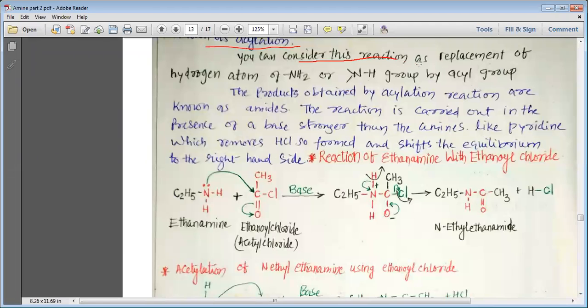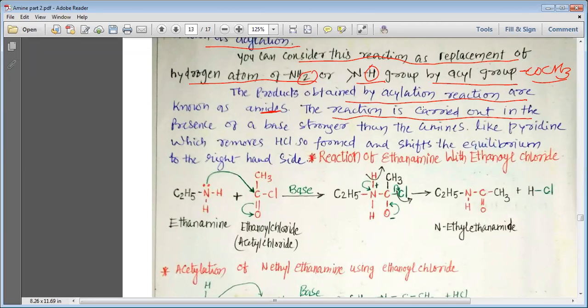You can consider this reaction as a replacement of the hydrogen atom of the NH2 or NH group by the acyl group. This acyl group is the CH3CO group, which is known as the acyl group, and this acyl group replaces the hydrogen from the NH2 group or NH group. The products obtained by the acylation reaction are known as amides. So we get CONH2 formed by this reaction.